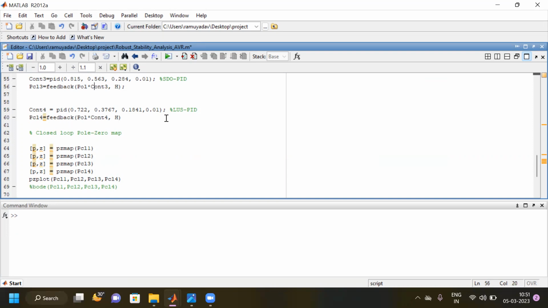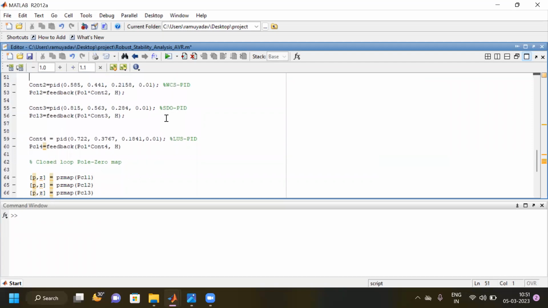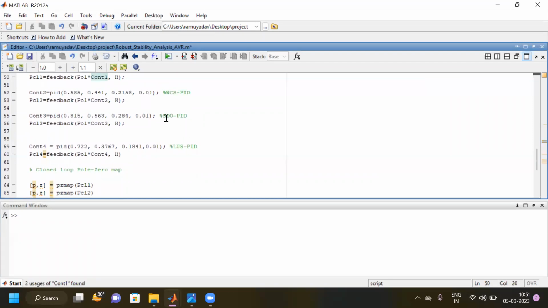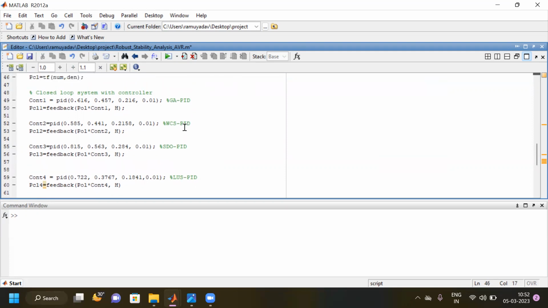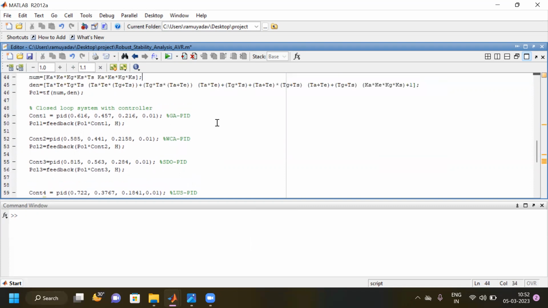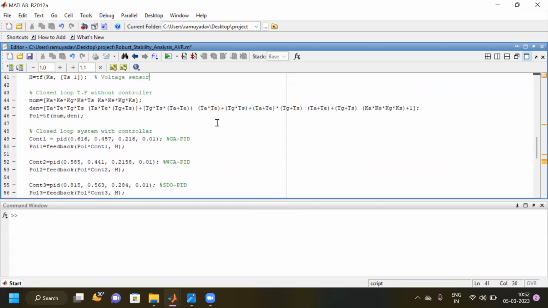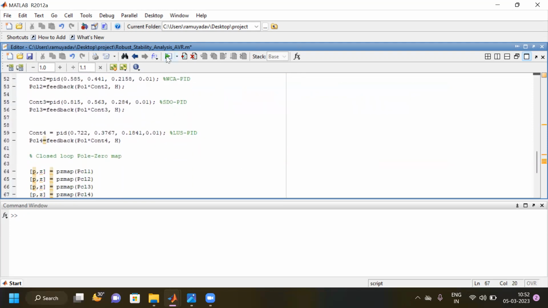The program is here. We have PID controller values for the different compared controllers. Here SDO is the proposed controller. The genetic algorithm, the water cycle algorithm, and LUS are also compared. Here we have taken the numerator, denominator and poles of the closed loop, without controller and with controller. Now we can run the program and see the output.